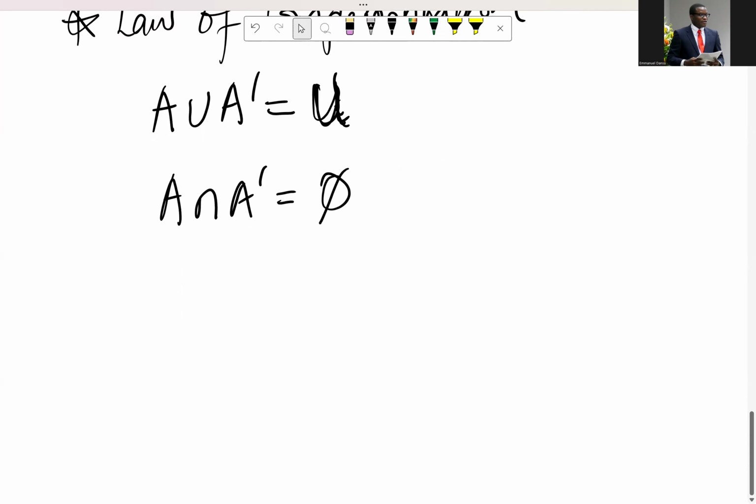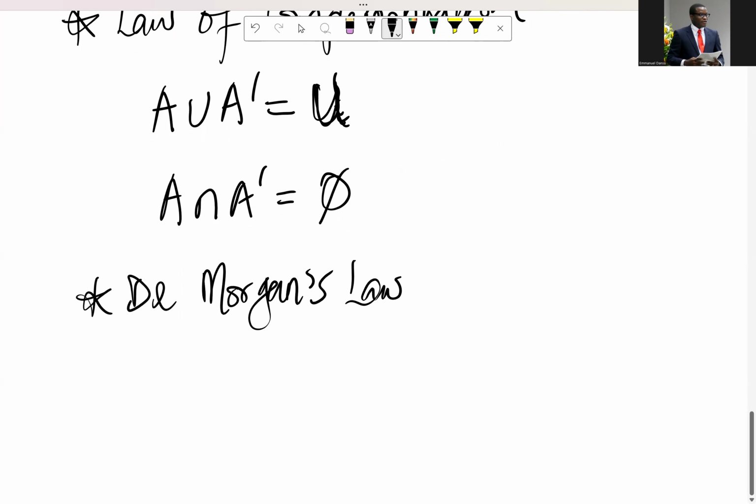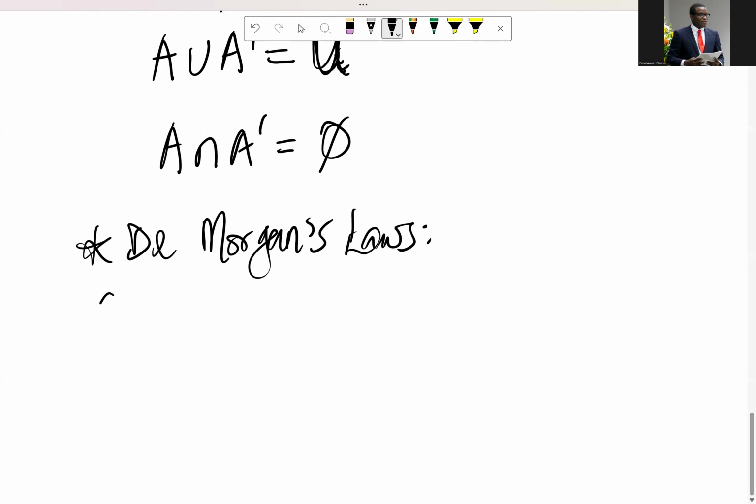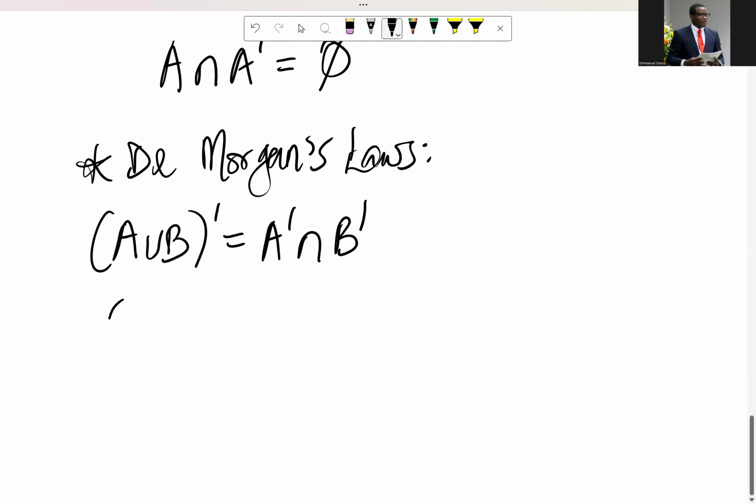So lastly, we talk about De Morgan's laws. De Morgan's law simply says that the complement of the union of A and B is equal to the complement of A intersection the complement of B. And in the same vein, the complement of the intersection of A and B is equal to the complement of A union the complement of B.